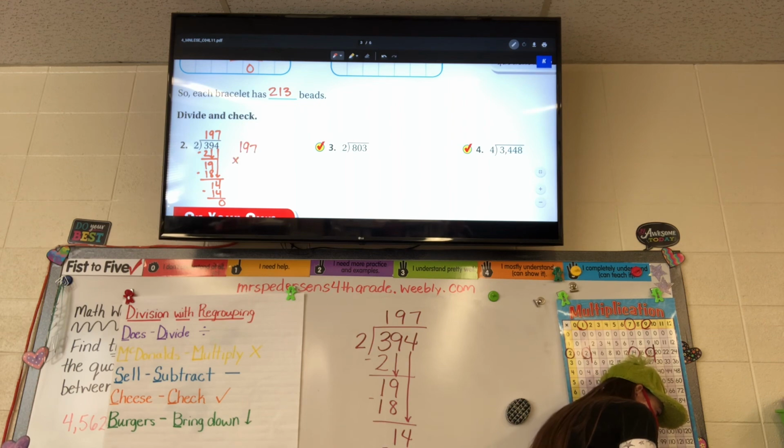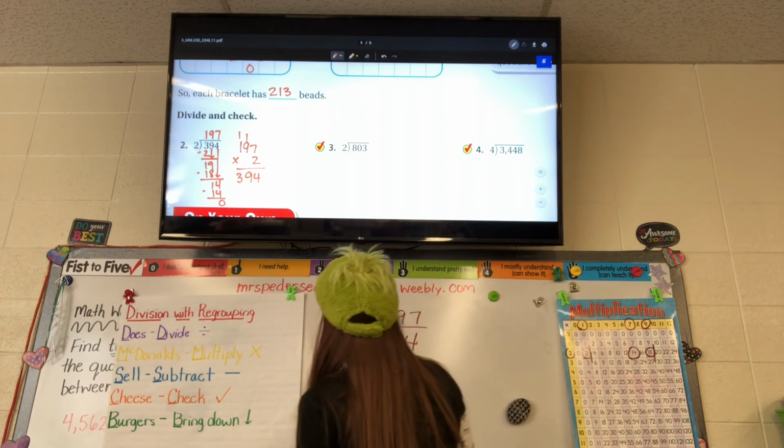And see how checking can help? Because I made a mistake and then I was like, wait a minute, this is not adding up to be what it needs, 394. And so, yes.